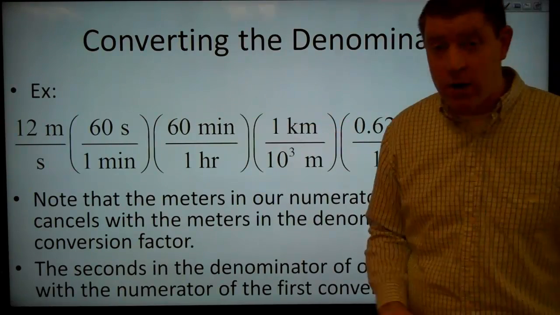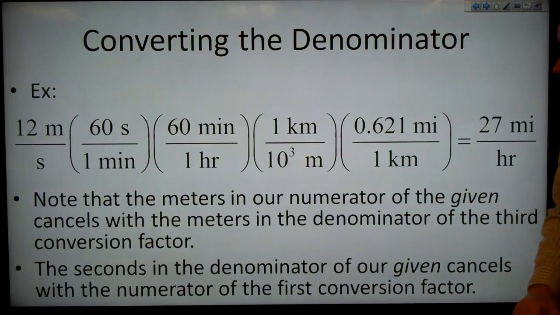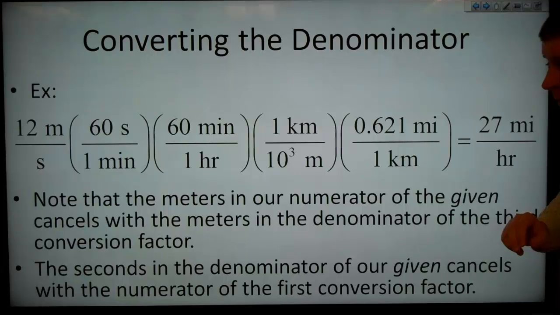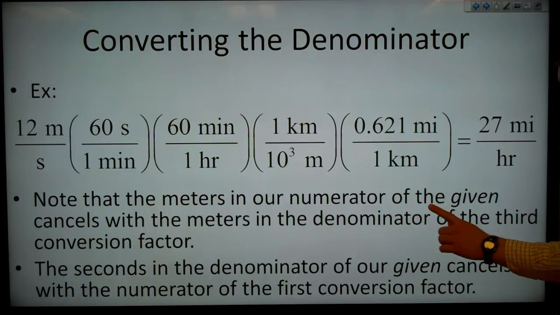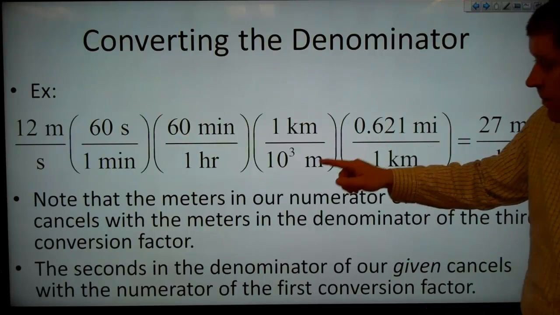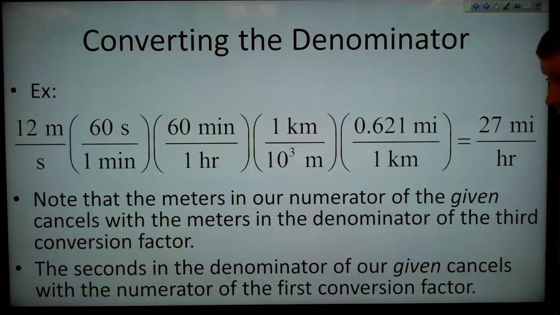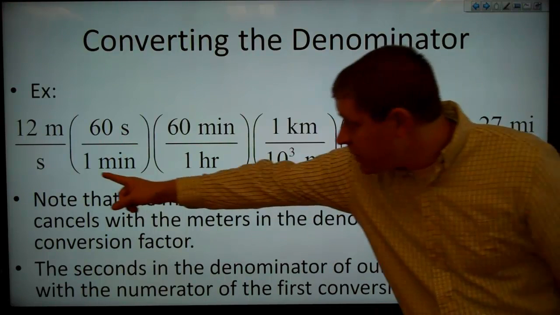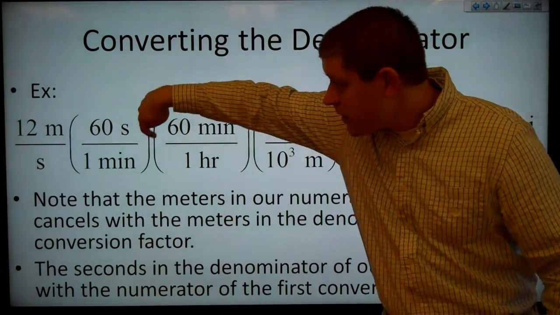So let's look at our example again. We have 12 meters per second. We multiply by a few conversion factors to get our answer here. Note that our meters is in the numerator of our given, and that's canceling with the meters in the denominator of one of our conversion factors, the third conversion factor. The seconds in the denominator of our given is canceling with the numerator of our first conversion factor. So that's the seconds here.